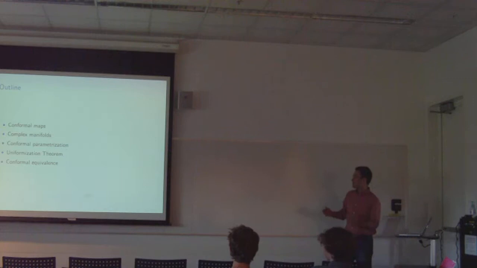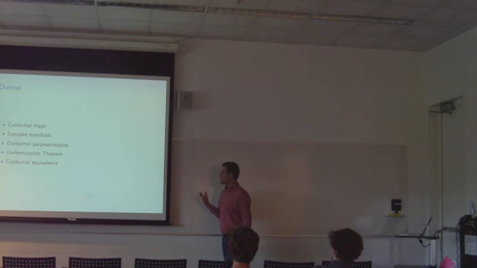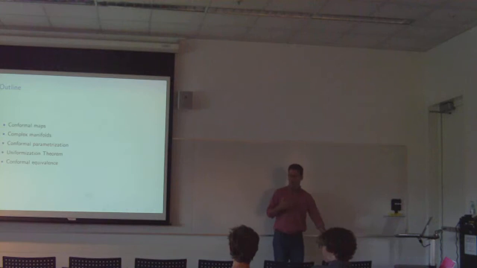Okay, so in particular, we'll talk about conformal maps, and then this connection to complex manifolds, and then a little bit about conformal parameterizations, so what is important about conformal parameterization. And then we get to the big theorem in conformal geometry, which is the uniformization theorem. And then I'm going to hand over at that point.